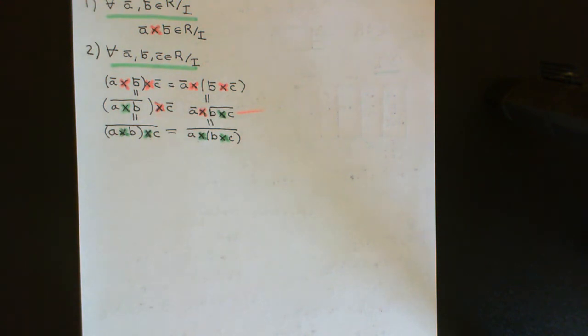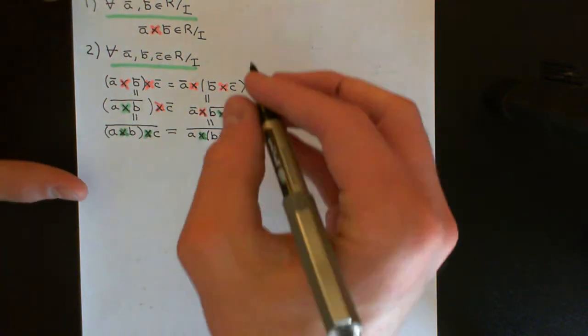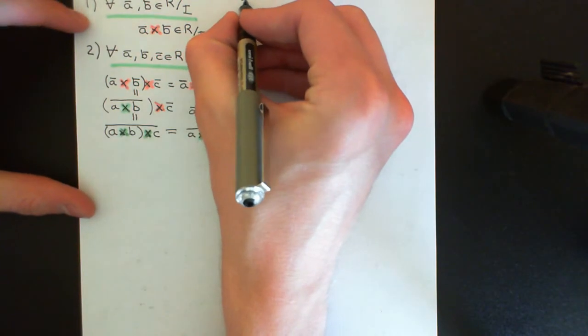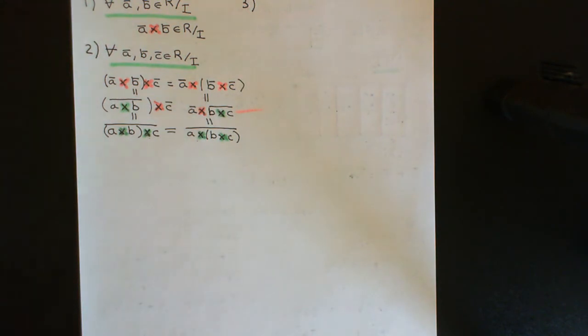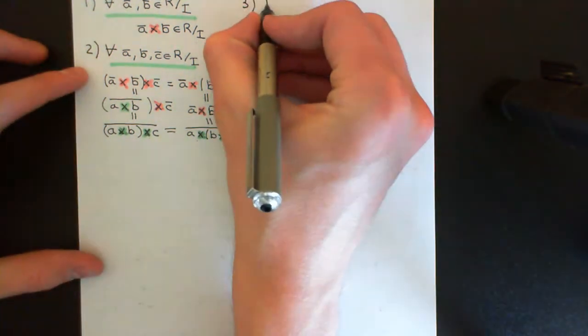Next up, we want to prove that there is a multiplicative identity. Again, be inspired by the way that we approached this for addition. So what do you think is going to be the multiplicative identity in our quotient ring? Well, it's going to be the coset that contains the multiplicative identity from our initial ring. It's going to be 1 bar.